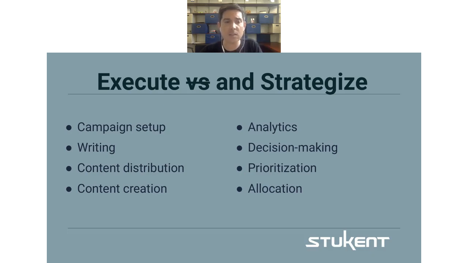So, what are those specific execution things that those individuals are doing? They're setting up campaigns, they're writing, they're doing content distribution, pushing it out to people in different places, and they're doing content creation. But then for strategy, the skills and items that they're using are analytics. They're doing decision making, they're prioritizing things, and they're allocating budgets and resources. Those are the strategy elements. Obviously, it helps you if you understand those execution elements, how to do strategy. And so we need to teach our students both the execution, but ultimately the strategy.